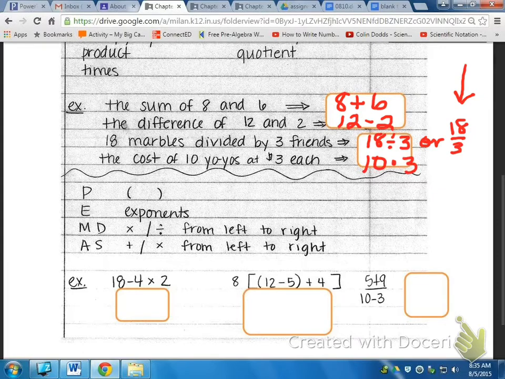Try to steer clear of using that X for times. So 10 times 3, or you could do 10 parentheses 3. Okay, any questions? Then, yes?